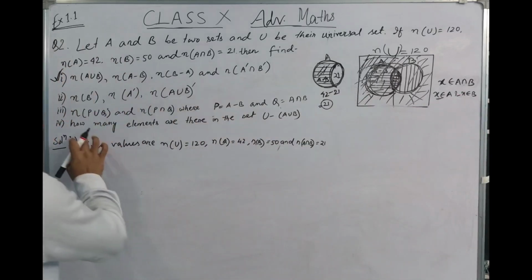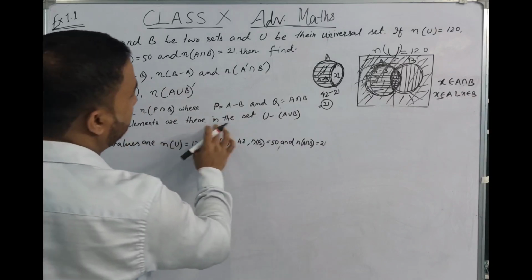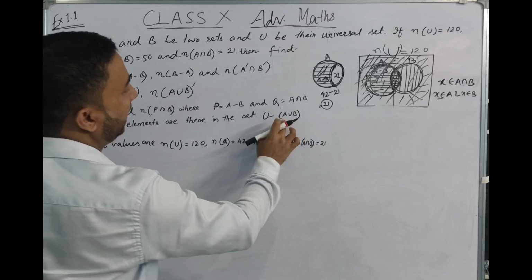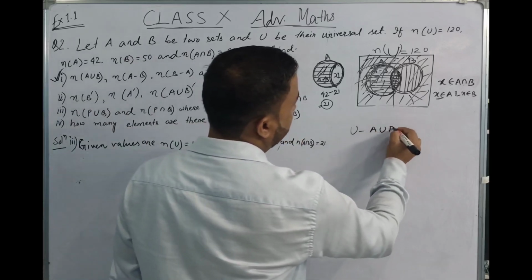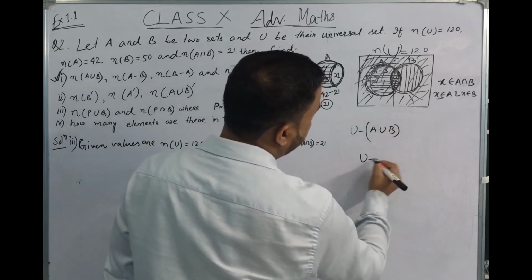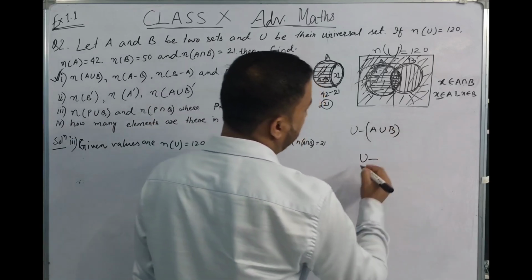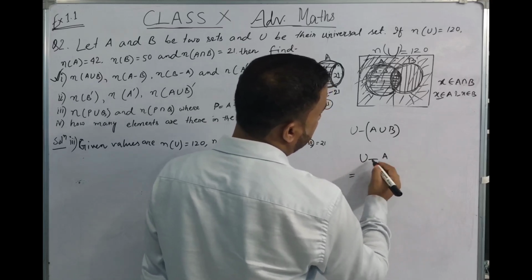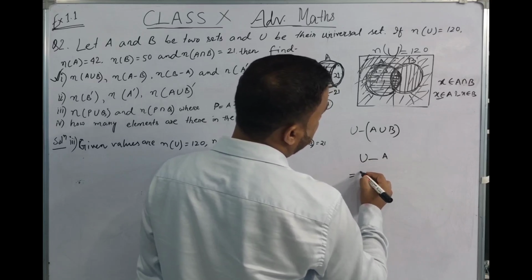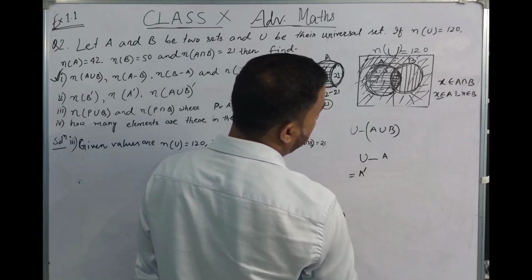Question number 4 is, how many elements are there in the set U difference A union B? Now, can you tell me what is U difference A union B? If you subtract any set from the set U, then you will get the complement of that set. If it is U minus A, then what you will get? U minus A is equal to A complement.